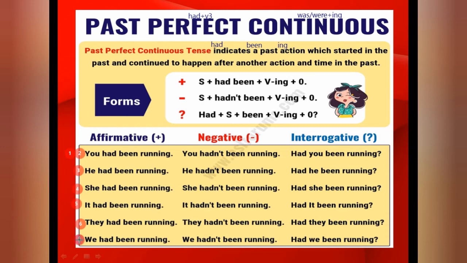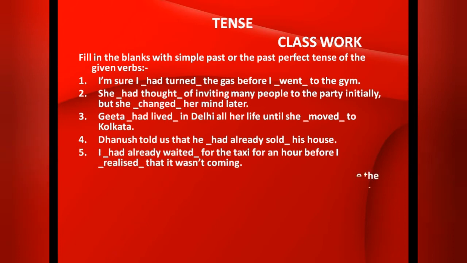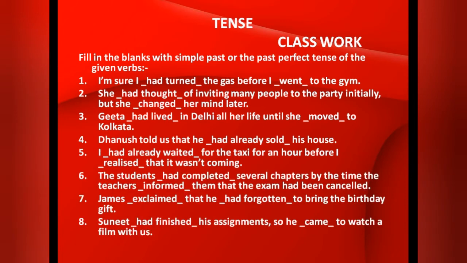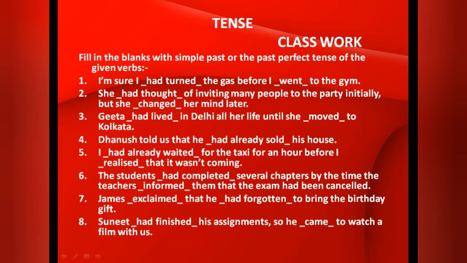So I hope you have understood these two tenses. They were too simple, because in this we have only one helping verb. Okay. Now this is your classwork, students. Fill in the blank with simple past or the past perfect tense of the given verb. As I told you, first of all, just write down the forms. So what is the form of simple past tense? That is verb second form. For past perfect, had plus verb third form.